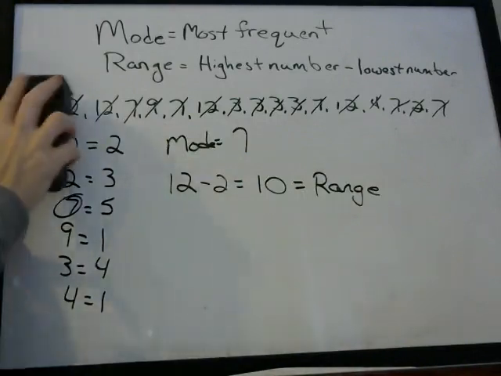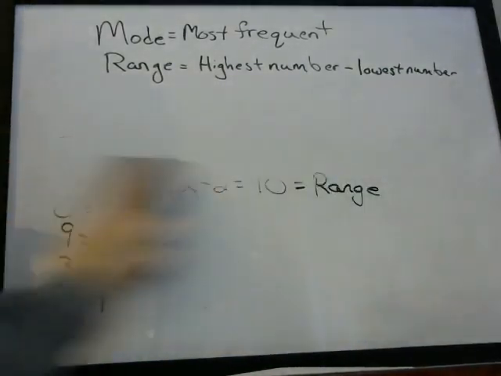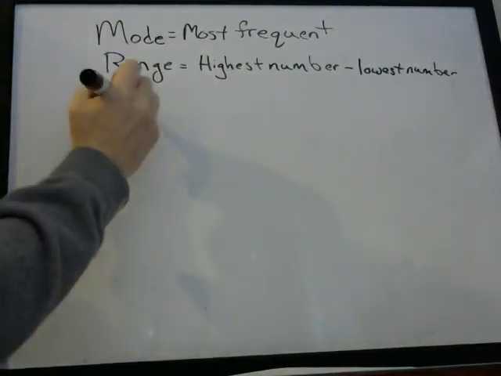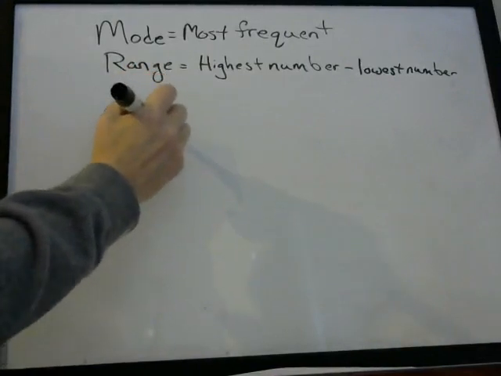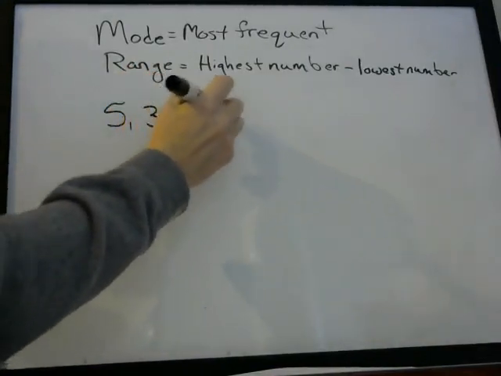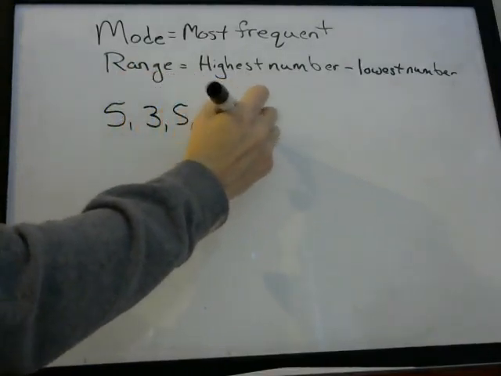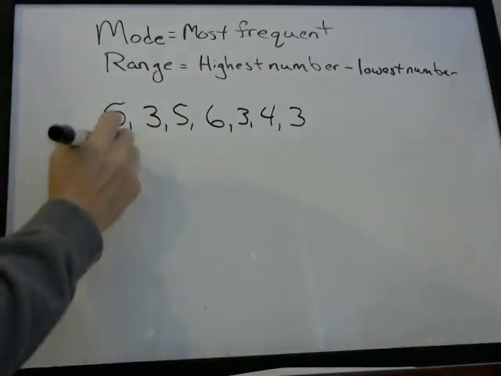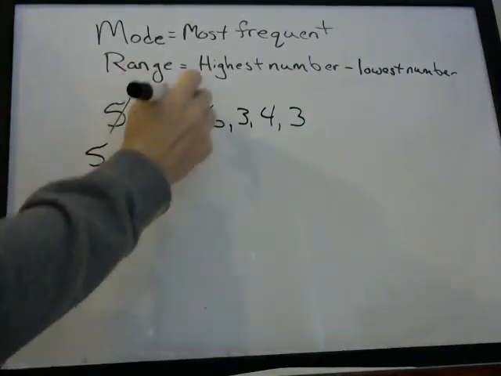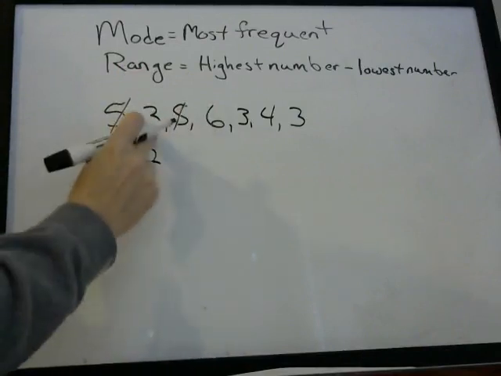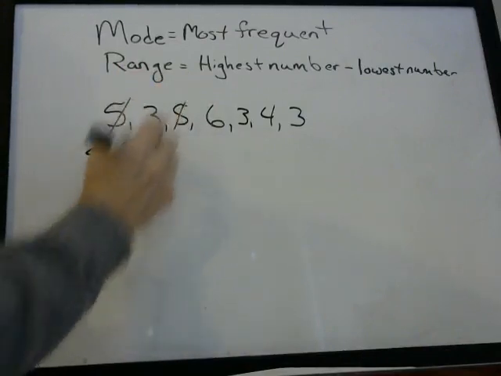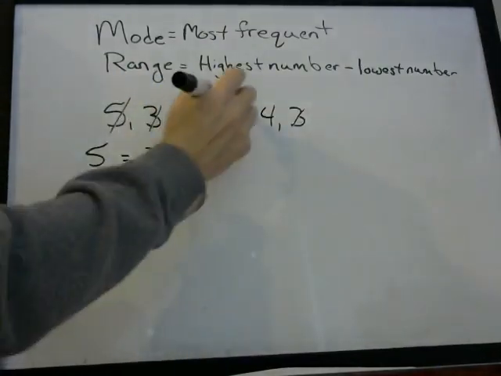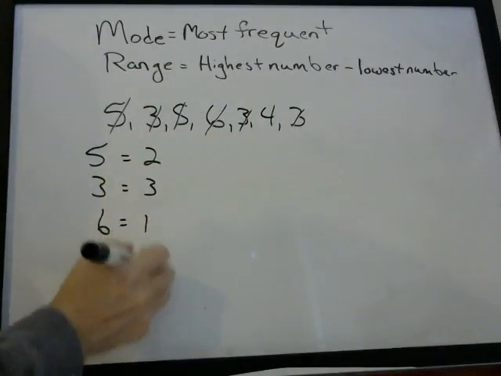We'll do one more example. Let's say we have a data set of 5, 3, 5, 6, 3, 4, 3. What's the mode? Well, we start with 5. We just start on the left. There's 1, 2 5s. How many 3s are there? 1, 2, 3. 6. There's only one of them. 4. There's only one of them.